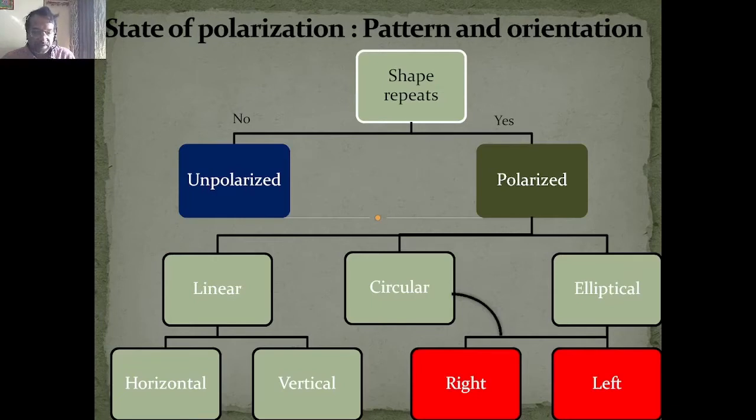Most of the time when we talk of electromagnetic waves or plane waves, we generally refer to horizontal or vertical linear polarization. And when it comes to optics particularly, we encounter circular and elliptical polarization. And for both we can have right as well as left, that is right circularly polarized light and left circularly polarized light, or right and left elliptically polarized light. Let us see them in the visualization.